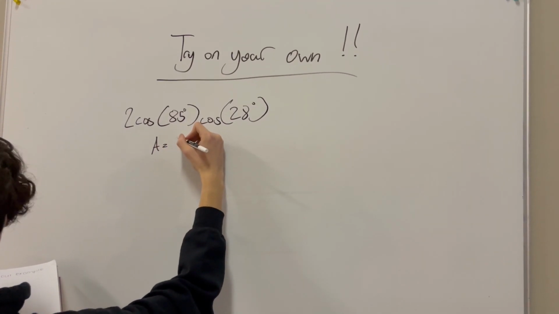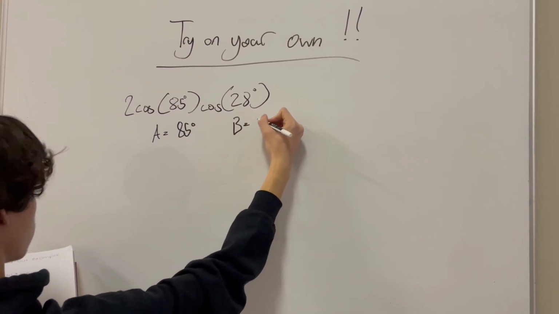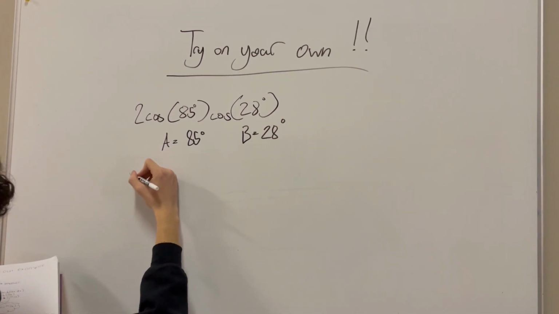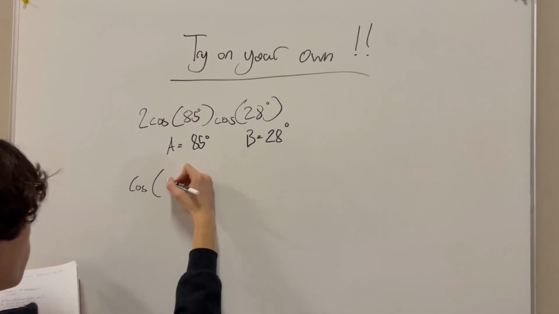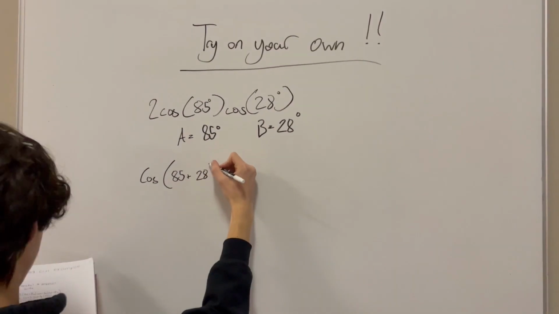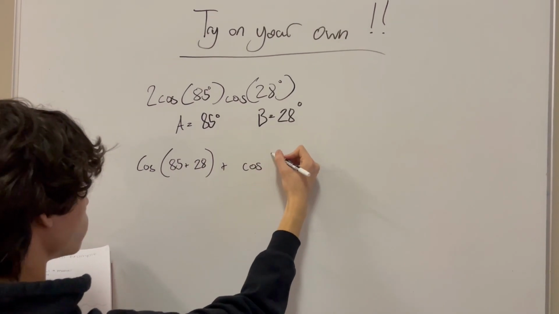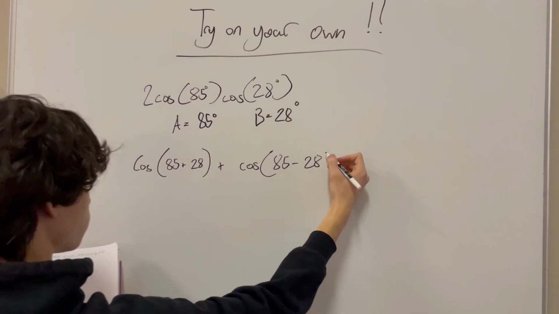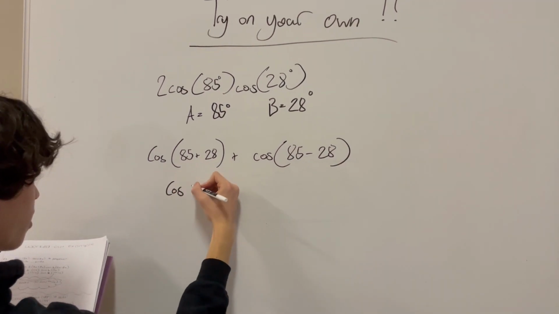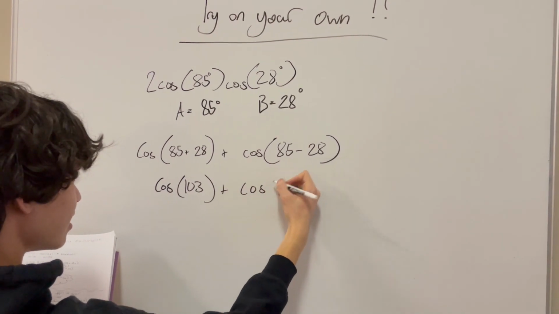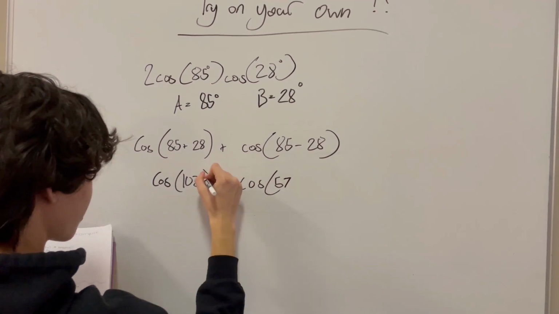To turn 2 cosine 85 cosine 28 into a sum, assign a to 85 and b to 28. Then use the product to sum property, which will give you cosine (85 plus 28) plus cosine (85 minus 28). This then simplifies to cosine 113 plus cosine 57.